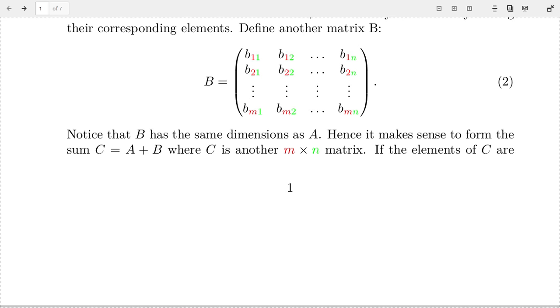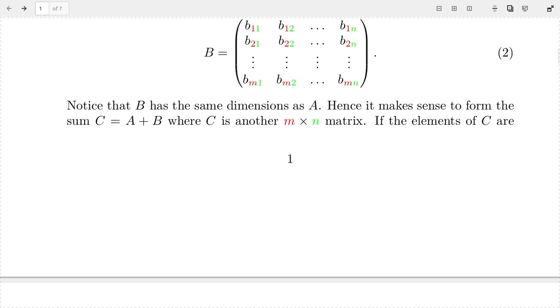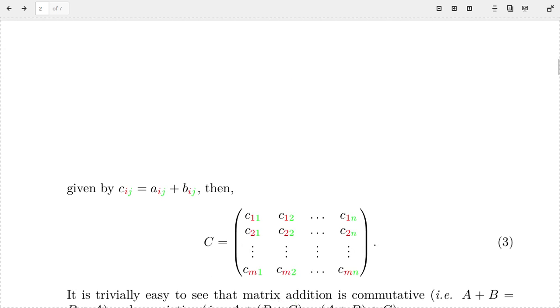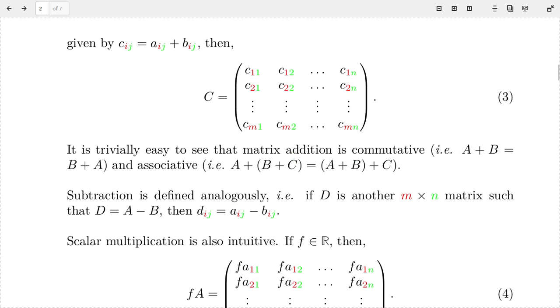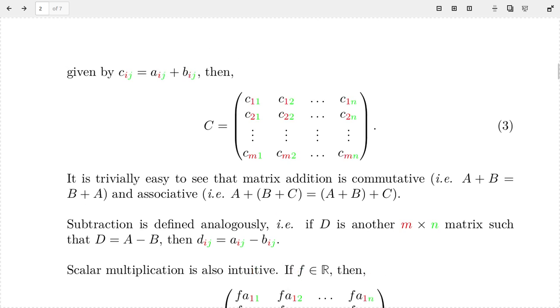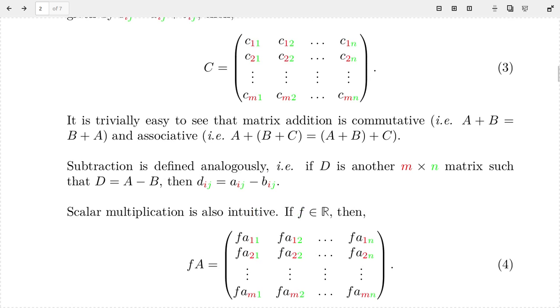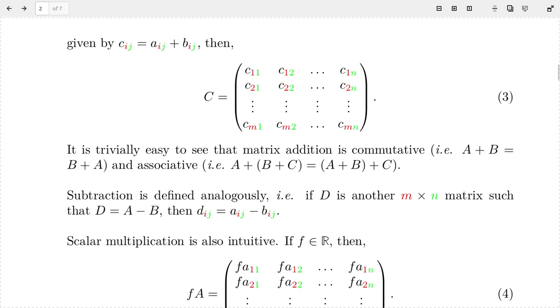Let's call the result C. So the element in the ith row and jth column of C, c_ij, is equal to a_ij plus b_ij. Now notice something about these matrices: the addition is commutative, meaning A plus B is the same as B plus A. Also, because the addition of real numbers is associative, addition of matrices is also associative. So A plus (B plus C) equals (A plus B) plus C.